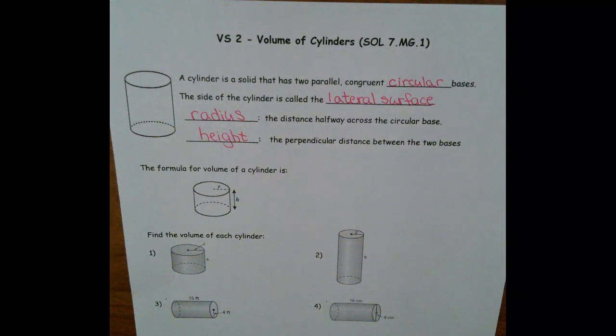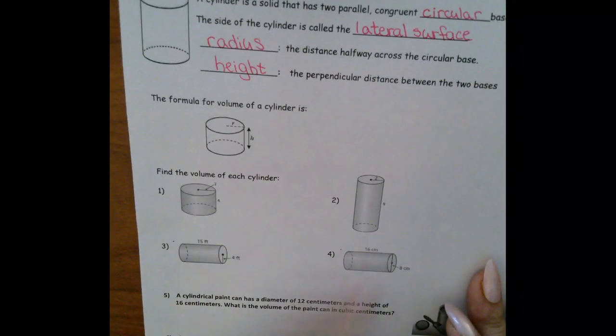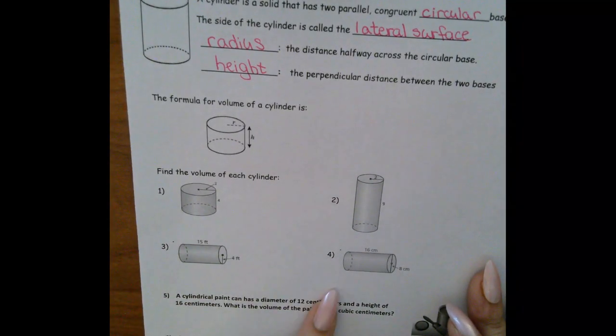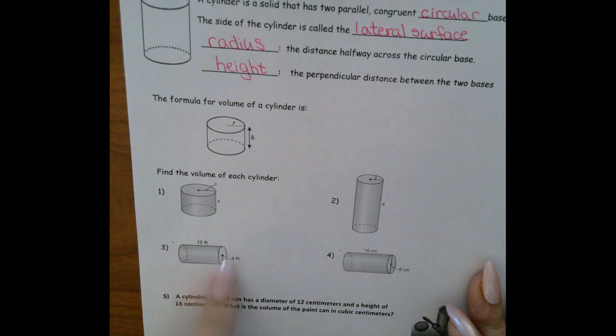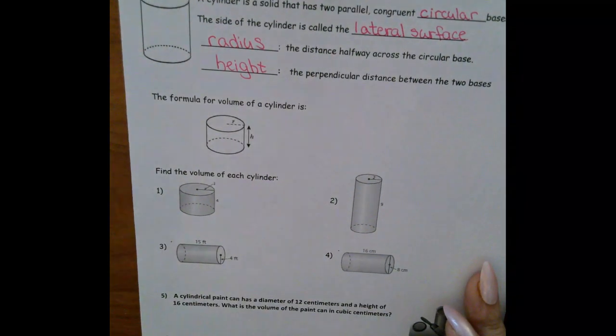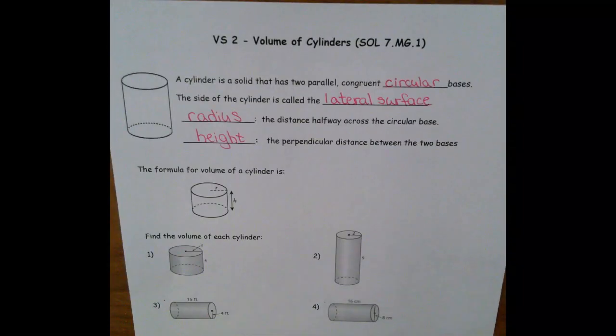The reason I have it worded that way is because it's not always what's going up and down, because some of these cylinders in our examples here, they're laying sideways. So the height is not always what's going up and down. It's just the distance between the two ends, even if your cylinder is turned sideways, okay?